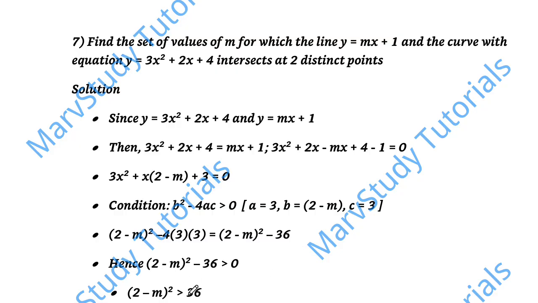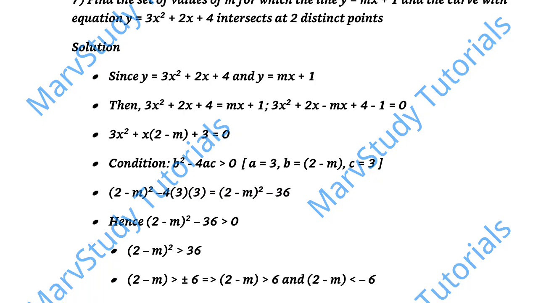So to clear the square, we're going to find the square root of both sides, and we're going to end up with 2 minus m greater than plus or minus 6, because the square root of 36 is plus or minus 6, right? So we could say that 2 minus m is greater than 6, and 2 minus m is less than negative 6. Why do we say 2 minus m is less than negative 6?